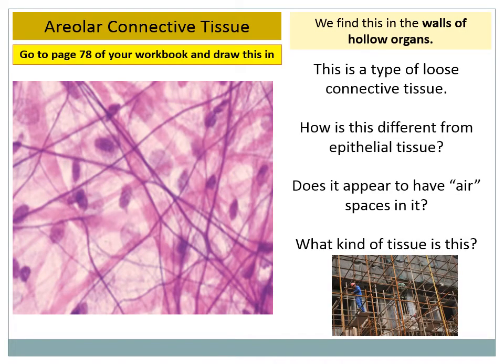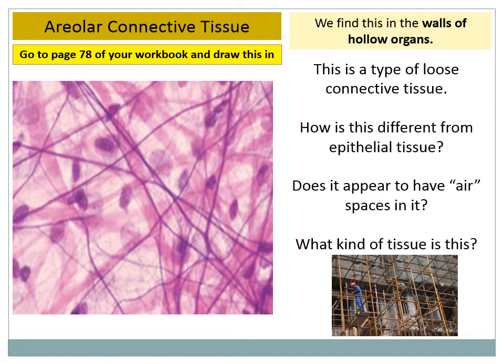All right, we have finished epithelial tissue. Now we are going to hop on over to connective tissue. So this first one that we are looking at is called areolar connective tissue. We find areolar connective tissue in the walls of hollow organs. Okay, so this is a type of loose connective tissue.